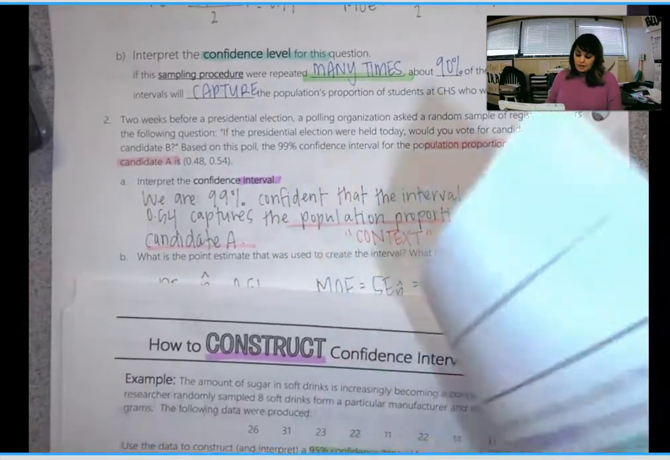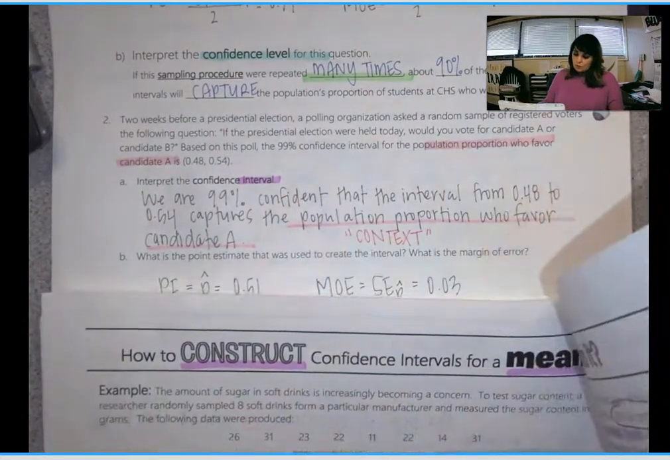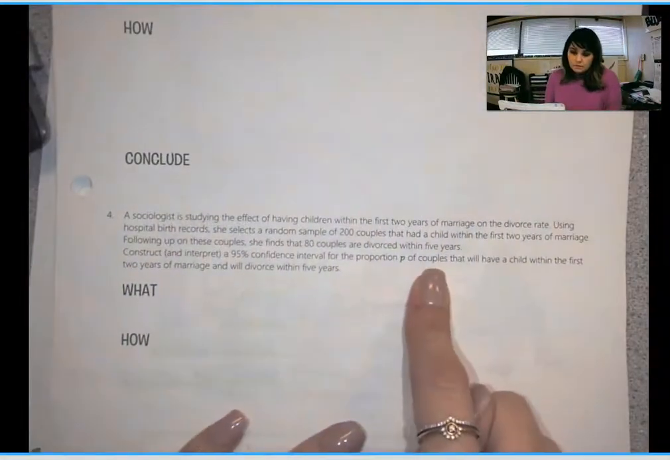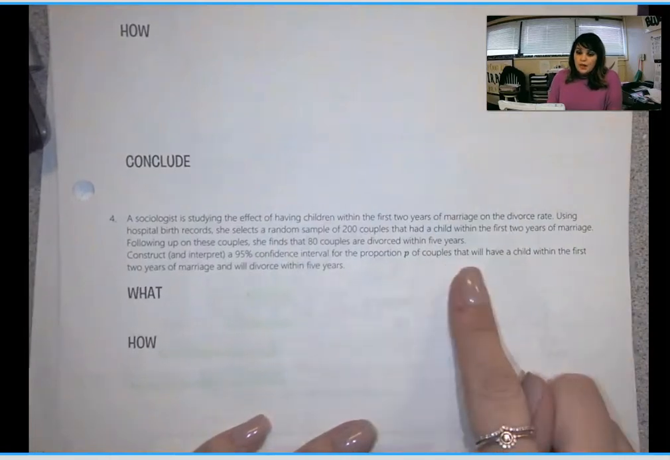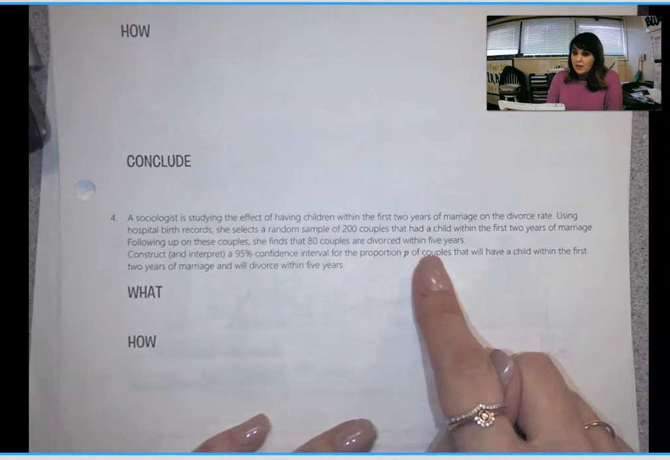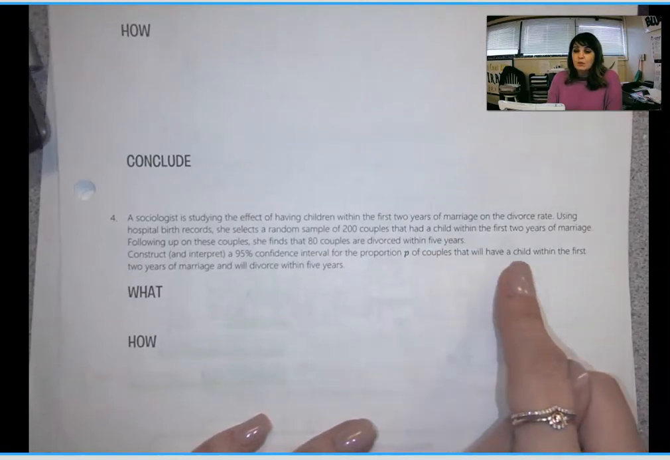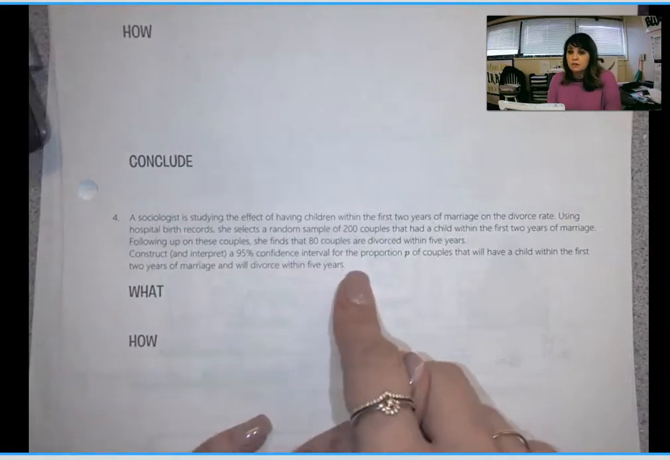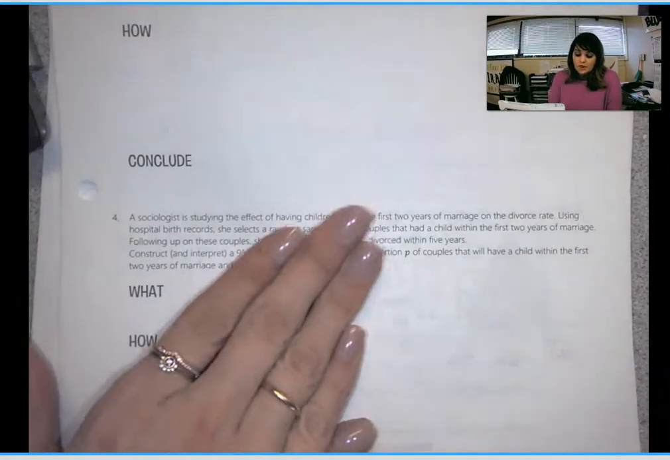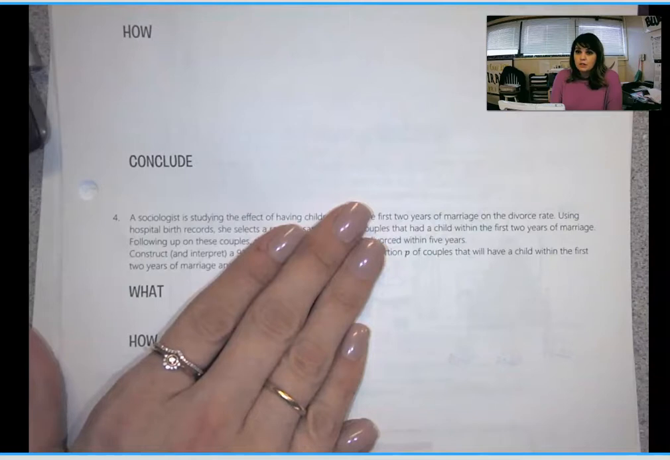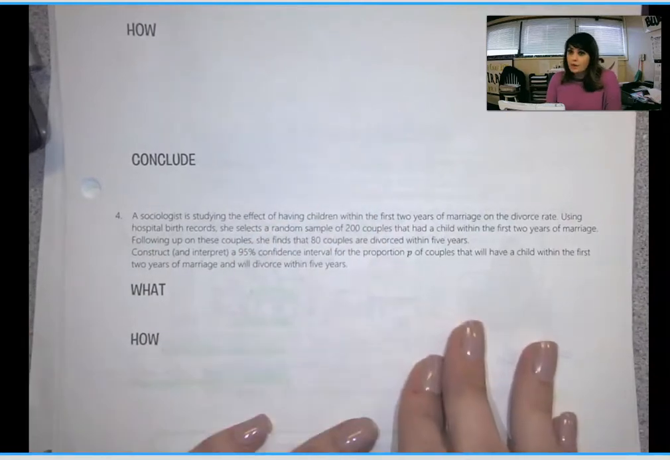So speaking of, in the problem with the divorces, when you add context for this, you literally need to say this big old long sentence. Couples that will have a child within the first 2 years of marriage and will divorce within 5 years. Some of you just left off the end and said couples that will have a child within the first 2 years of marriage. You gotta include all of the context, family.